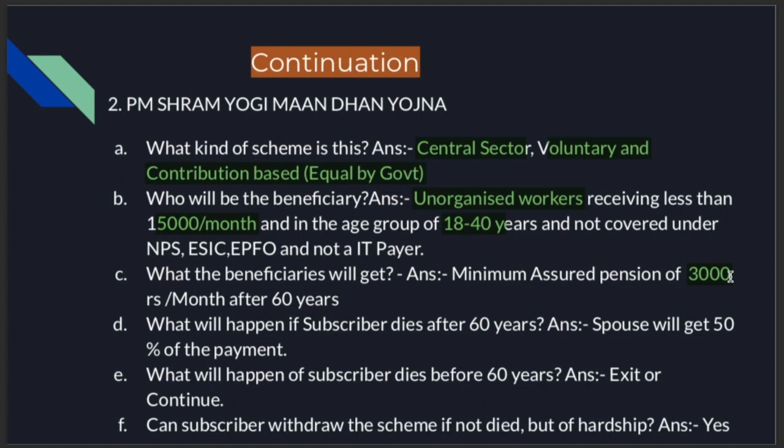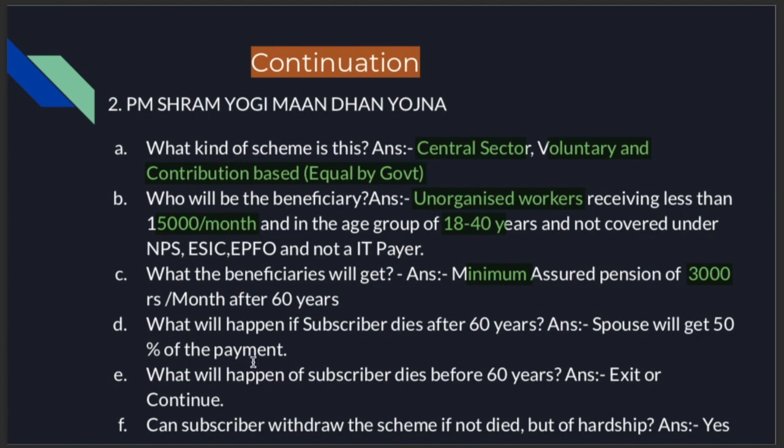If you are contributing 5000 rupees per month, and the government is also contributing 5000 rupees, then obviously you will not get the minimum of 3000. But minimum simply means that you should at least get 3000 rupees per month. But you will get it after 60 years.